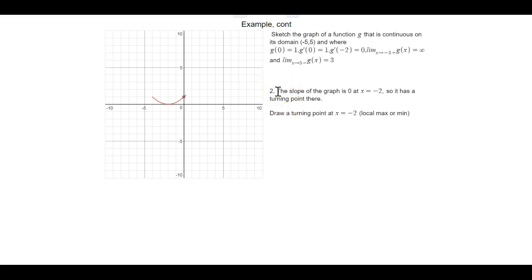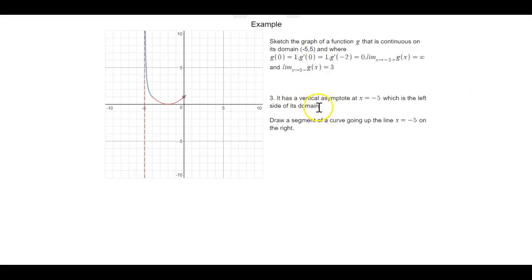The second thing we took from this, the slope of the graph is 0 at x equals -2. So it's a turning point there. So you can draw a little curve at x equals -2. Draw a local max or min. I drew a local min in this case.